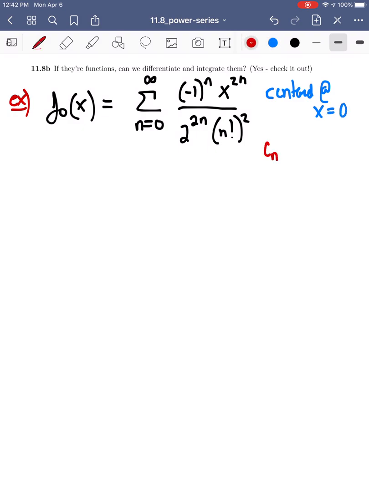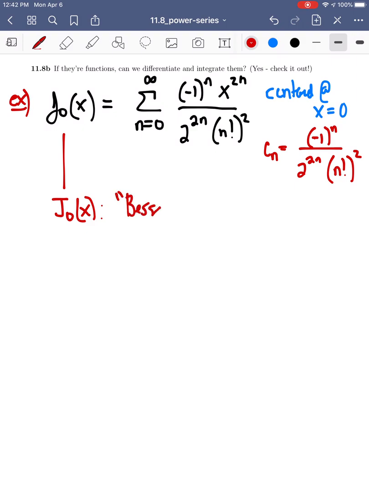And our coefficient term now is this ugly looking (-1)^n over 2^(2n) times (n factorial) squared. And the reason why I'm writing this as J sub 0, again, my script J's might be a little goofy looking, but this is actually called a Bessel function of order 0. And there's no reason that you should know that right now.